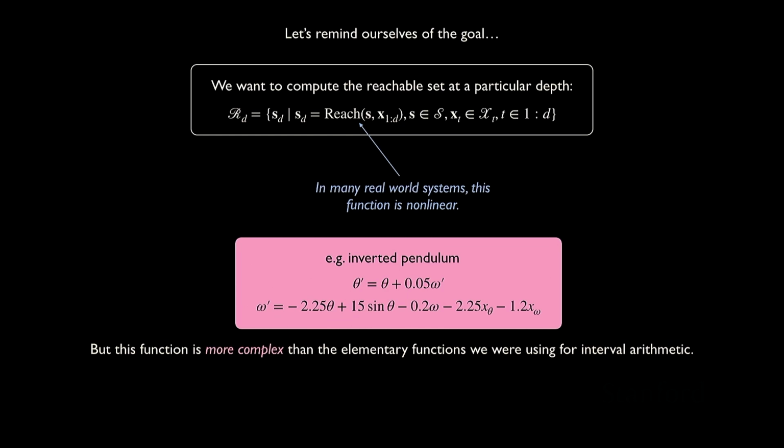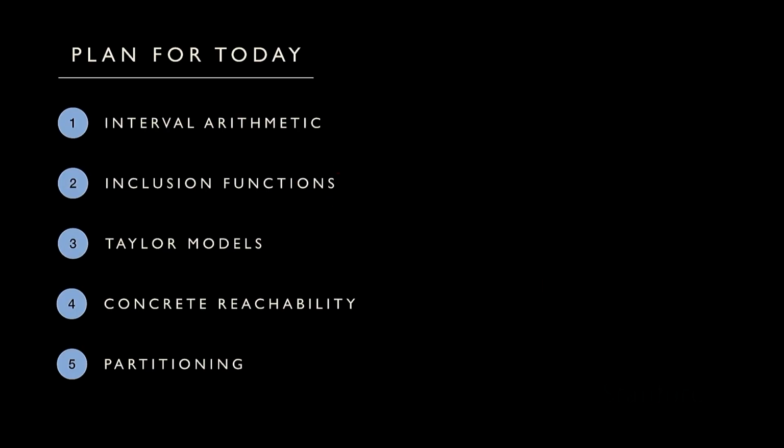And this function is a little bit more complex than the elementary functions that we were using for interval arithmetic. In our interval arithmetic, we just had one sine. We didn't have any addition with that or anything like that. We just had one sine, or we had two things added together, but this is a whole equation here. And so our interval arithmetic doesn't just directly apply to these more complex functions. Instead, we need to use something called an inclusion function.